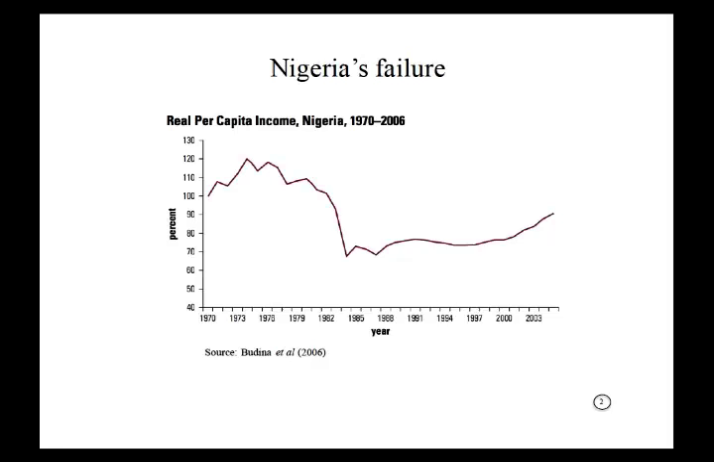Income is actually falling. As you can see, you have a drastic fall in income per capita during the 80s, and even in 2003, income per capita has not been able to recover to where it was in the 1970s. It is still below the 1970s. This is a tragedy. Given the enormous resources of the country, this is a tragedy.